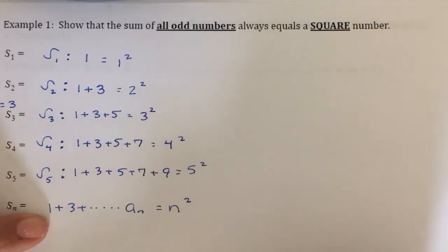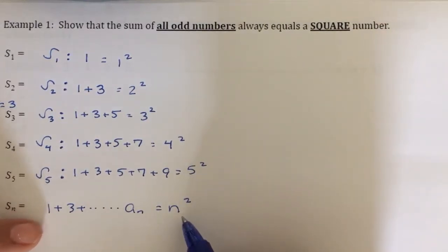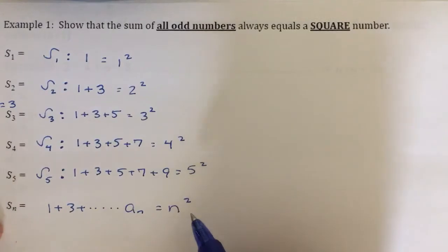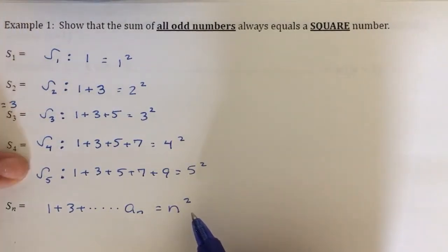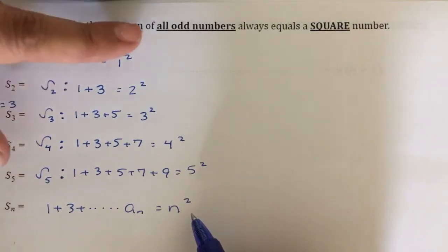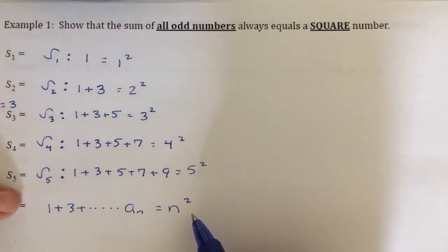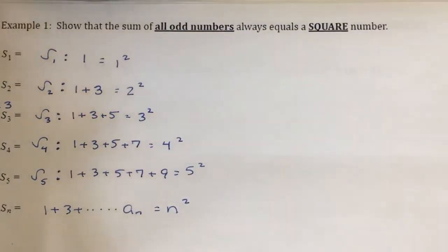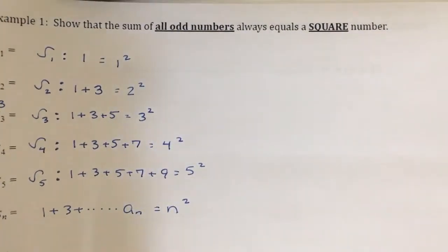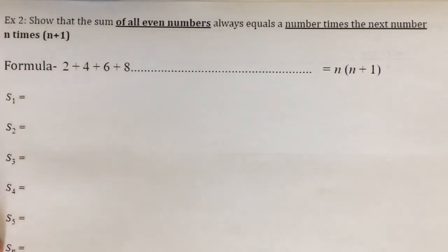In the next lesson, we'll be doing proofs. So we'll get to the next step, which will be to actually prove this. But for today, you're just doing the induction step. So in the induction step, all you're doing is showing evidence that this seems to be true. Okay, and that's it. That's all you're doing. Let's look at example 2.